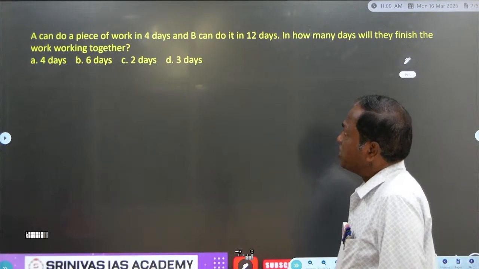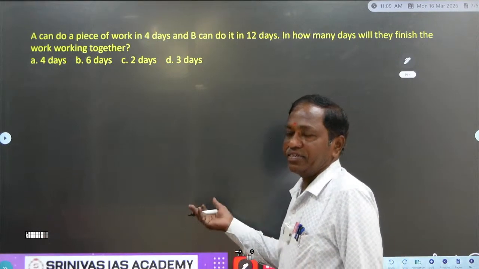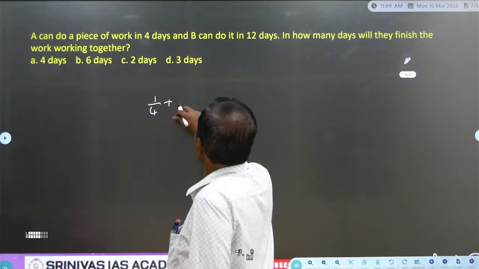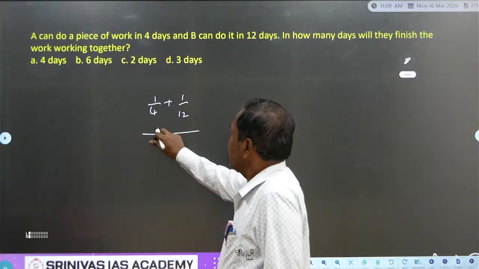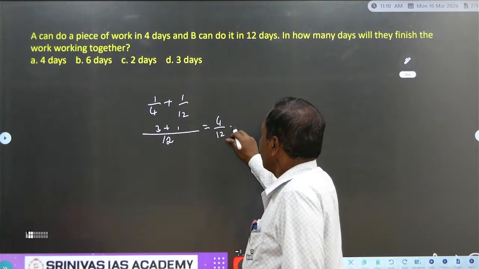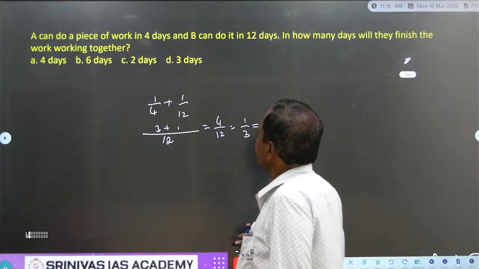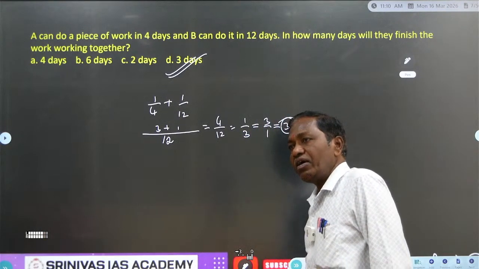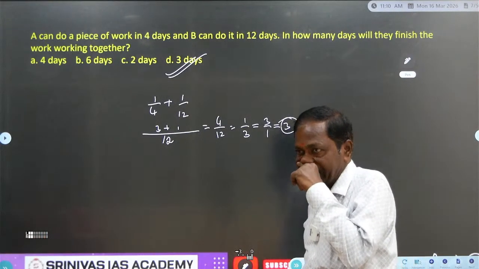Now, A can do a piece of work in 4 days, B can do it in 12 days. How many days will they finish the work working together? Again, it's the same thing. 1 by 4 plus 1 by 12. What is the LCM of 4 and 12? 12 is the LCM. 3, 1, 4 by 12, 3 by 1, 3. Right. 1 by 3 is the 1 day work of both people. Reversing the fraction, that is the total days.